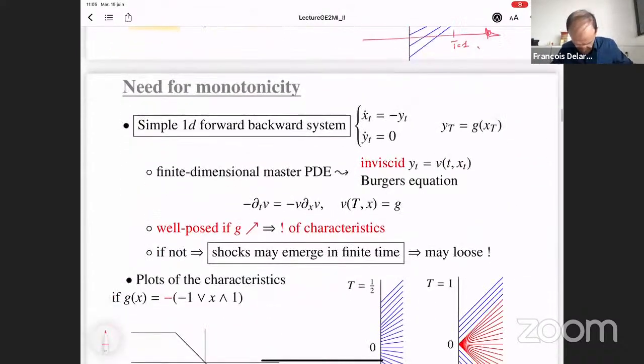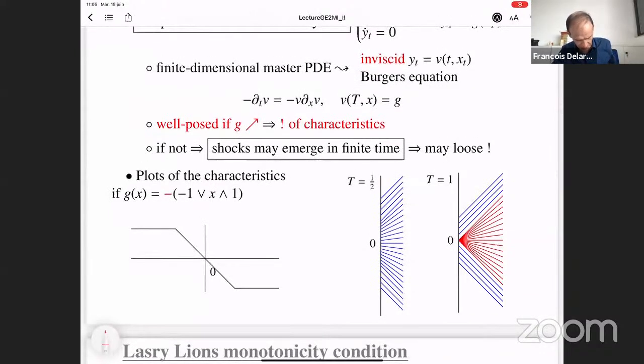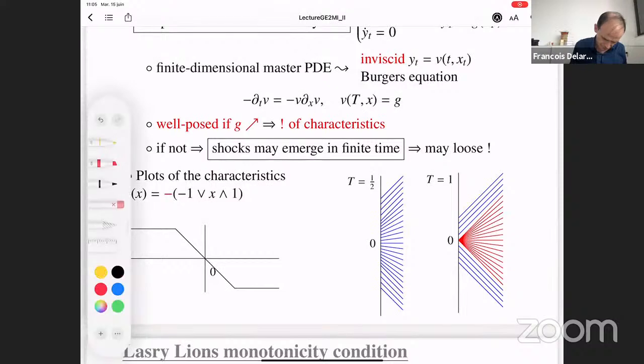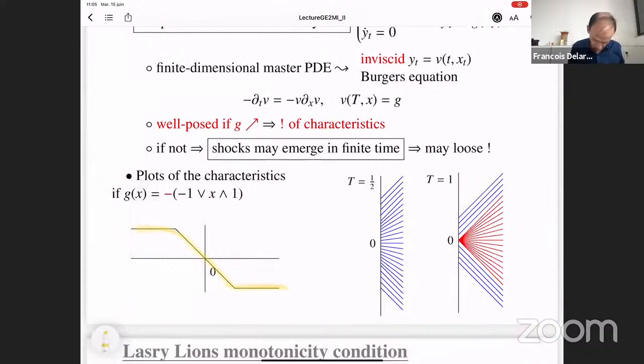And now if you change the shape of the boundary condition, so you take this one, now you reverse. You take the opposite. Then you get something that is not increasing. And now you see that if time is small enough with respect to the Lipschitz constant of small g, then you still have uniqueness. Whatever the initial point, you have a unique path in blue. But now when you increase time, and in fact you reach the value of the Lipschitz constant of g, you see at this point that you have plenty of solutions, which is exactly what I was willing to mention a few minutes ago.